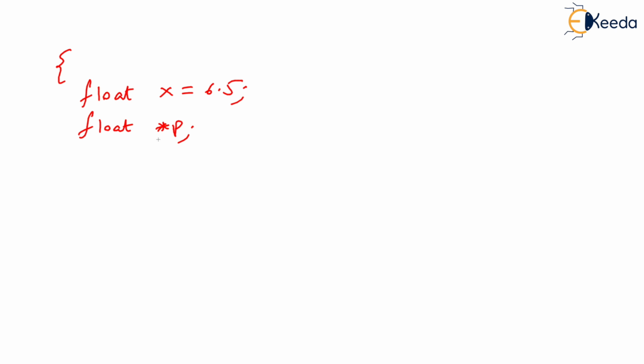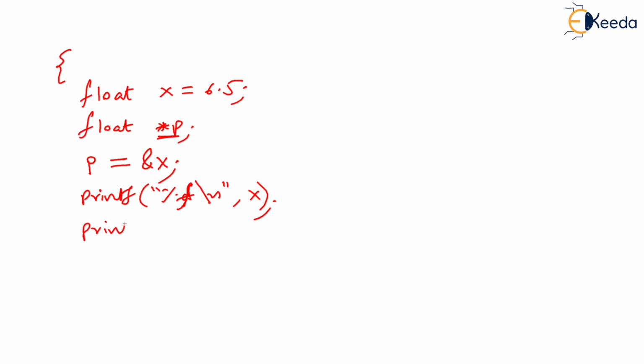Okay, so p is a pointer and I will say p should store address of x. Fine. Now I will print, let's say, in %f format. I will print the value of x and also, in %f format, the value of asterisk p.